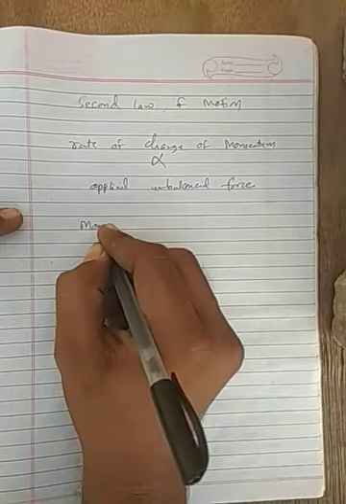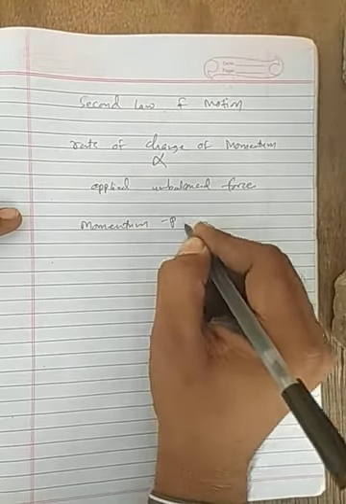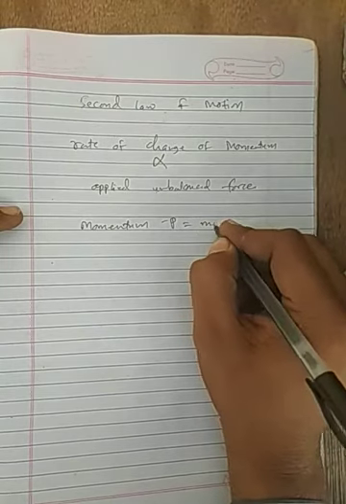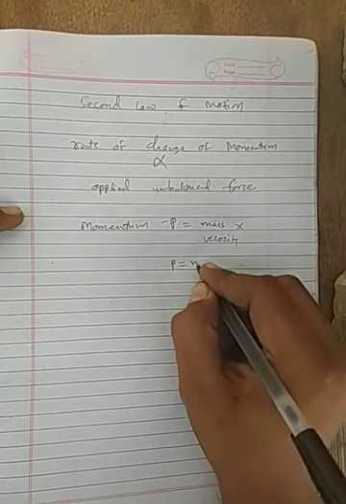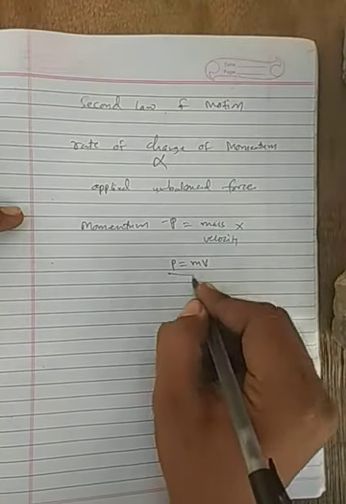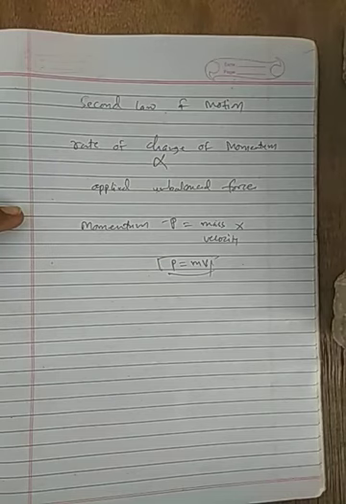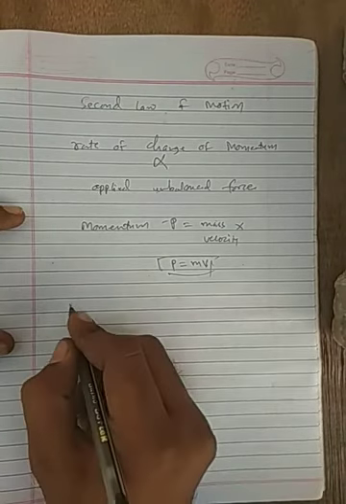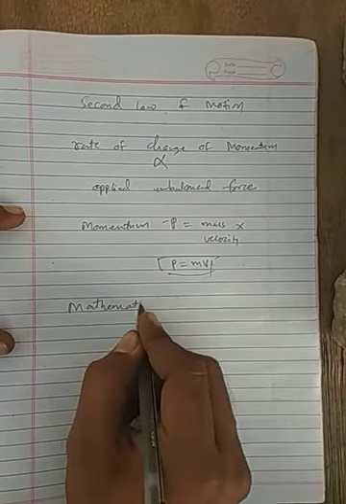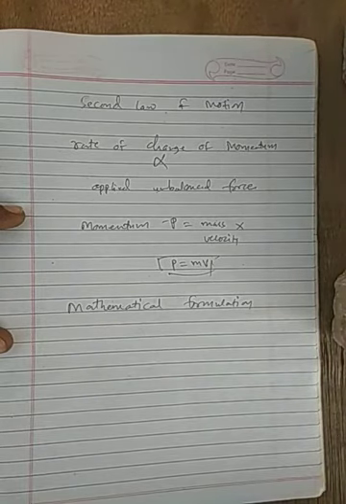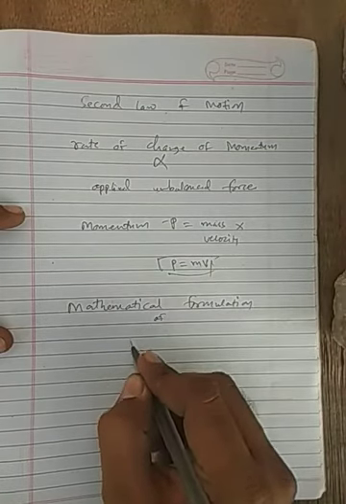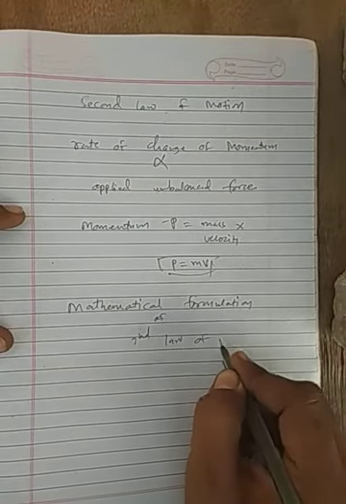And we have also learned a new physical quantity, which is momentum, denoted by P, which equals mass into velocity. That gives us P is equal to mv. This is the momentum. Now we will study the mathematical formulation of the second law. We will prove the second law with a mathematical formula.